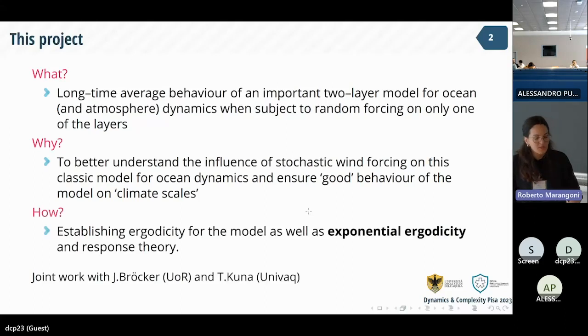And how are we going to do this? We're going to do it from a mathematical perspective, studying its ergodic properties, as I said. This is joint work with Joachim Brocke and Tobias Kuna, whom you heard from yesterday. Today I'm going to focus on exponential ergodicity, and yesterday Tobias touched on response theory.